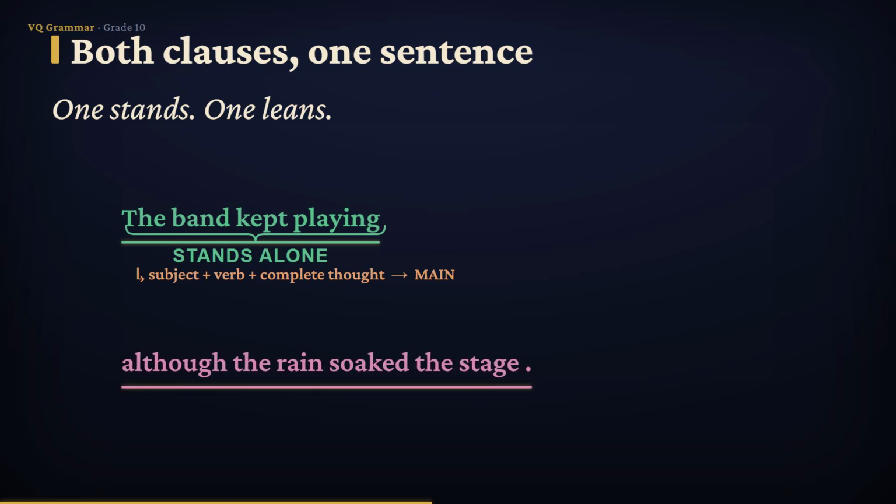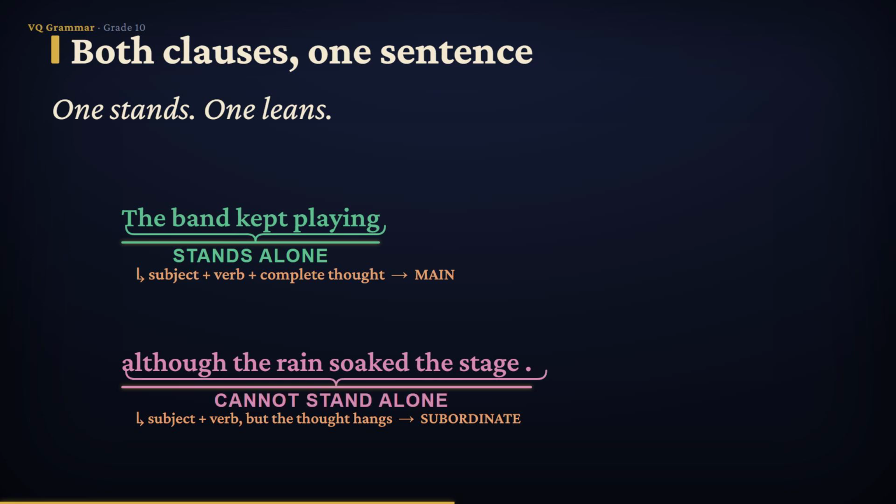The bottom row also has a subject, the rain, and a verb, soaked. But that signal word, although, leaves you dangling. Say the bottom row alone and somebody will ask you, although what? That is the subordinate clause. 1 sentence, 2 clauses, and only one of them can survive on its own.